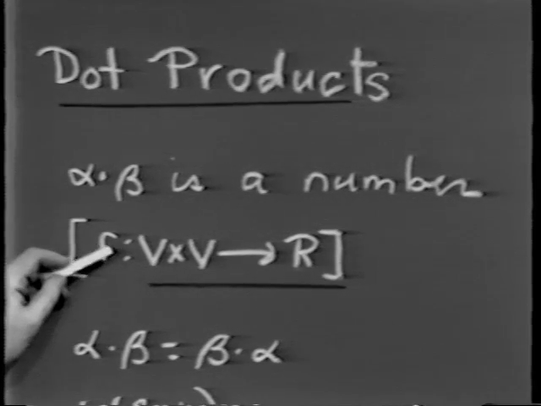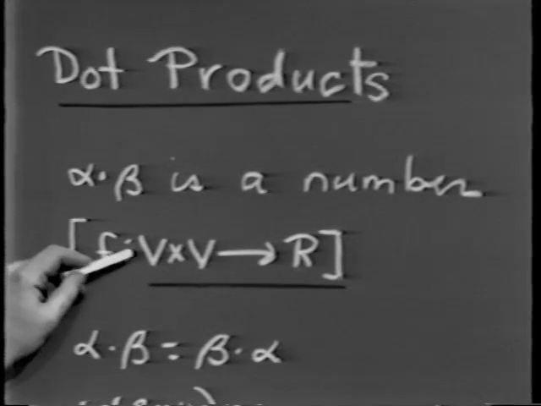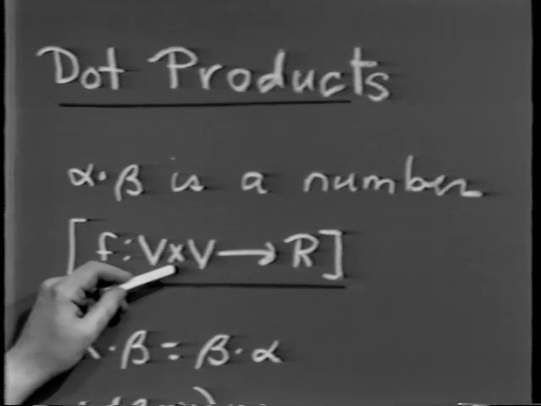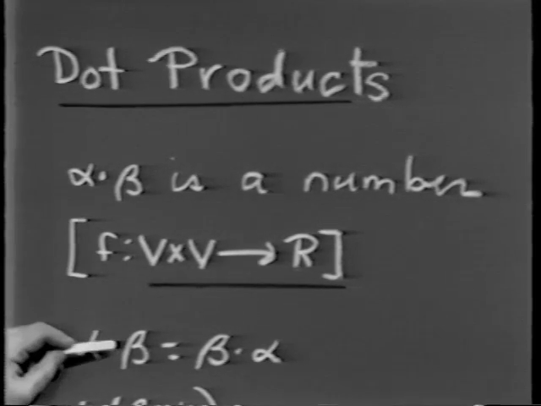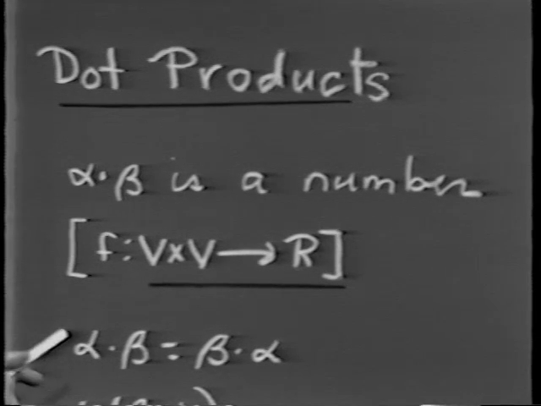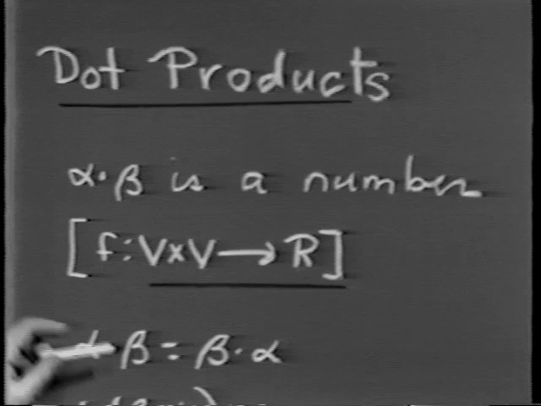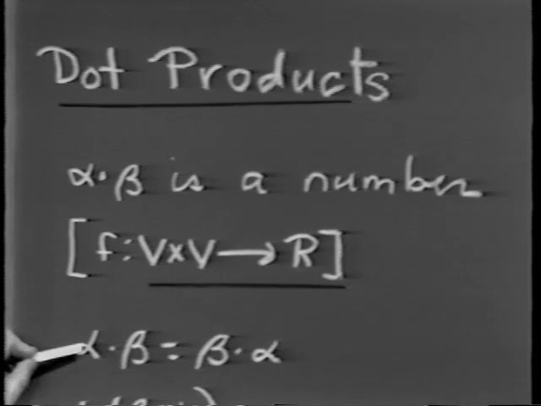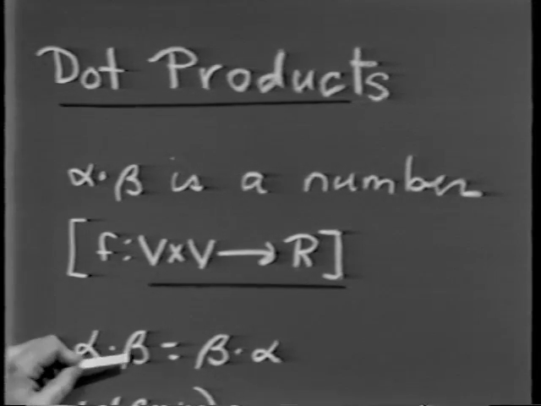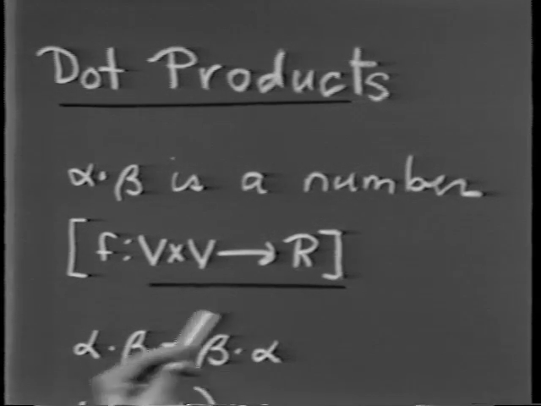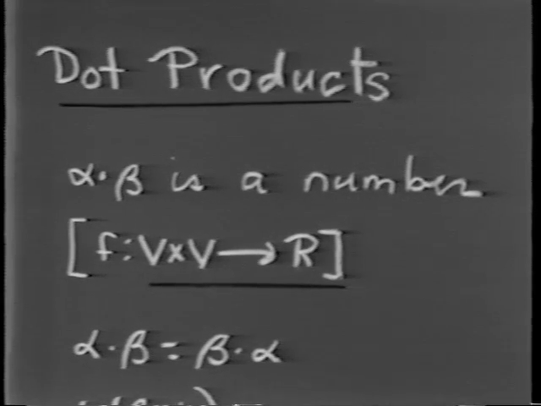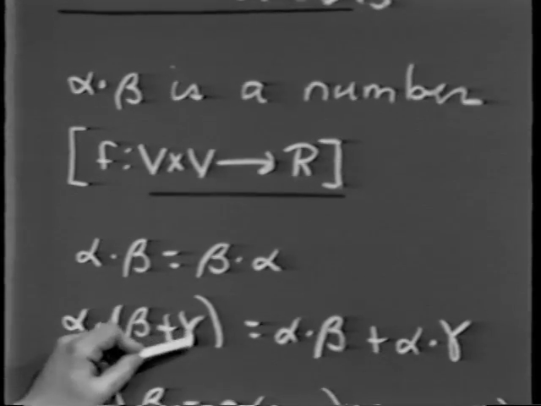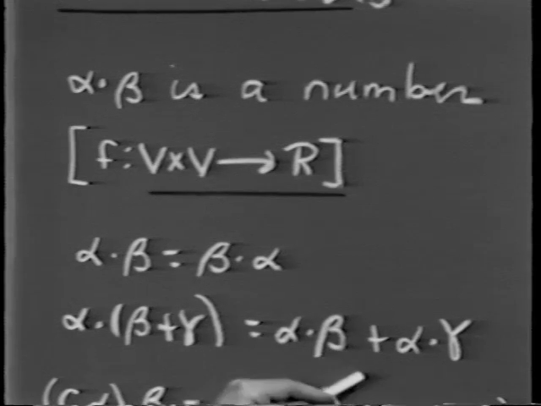In particular, the mapping must have certain properties to be called a dot product. And again, emphasizing mathematical structure based on what we already know is the case from the 2- and 3-dimensional situation, what properties do we want a dot product to have? Well, we would like alpha dot beta to equal beta dot alpha, because that certainly happened in the 2- and 3-dimensional case. We would like alpha dot (beta plus gamma) to be alpha dot beta plus alpha dot gamma.